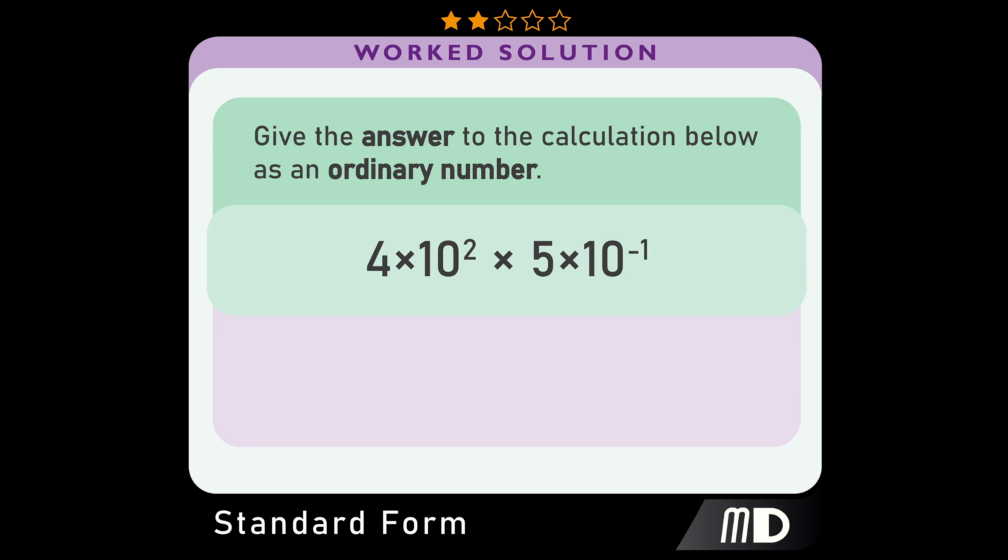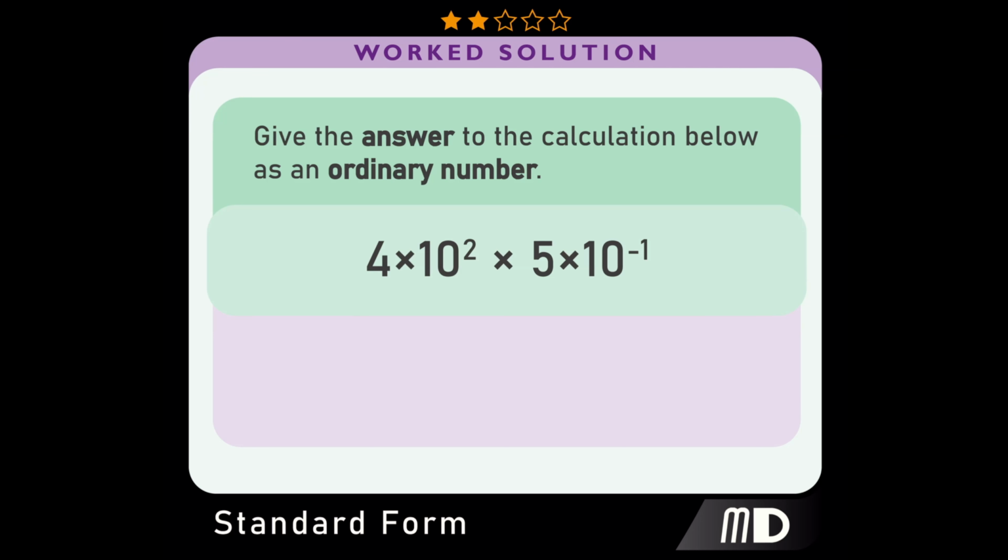We're going to answer this question in 2 different ways. First, we're going to multiply the numbers in standard form before converting the answer into an ordinary number. The second way we will answer this question is to write them as ordinary numbers at the beginning, then multiply them.